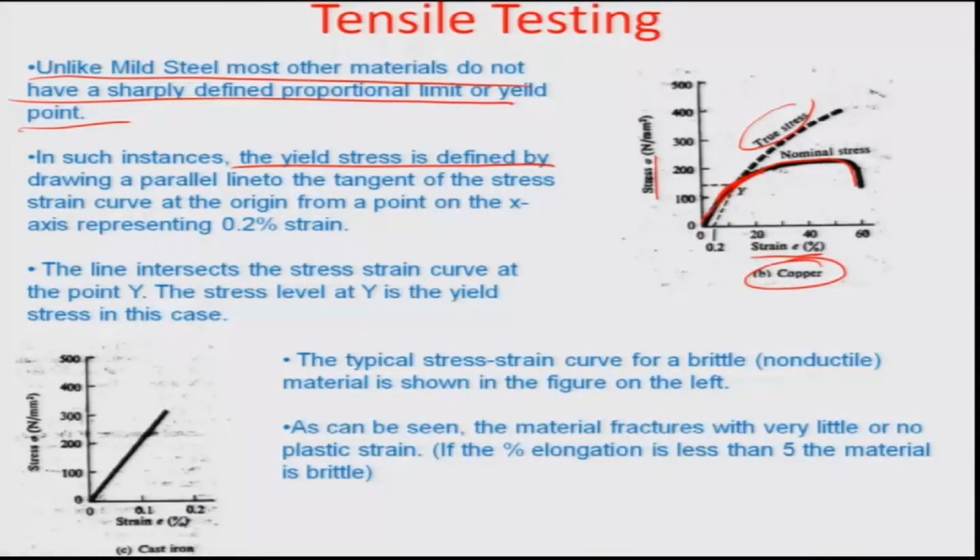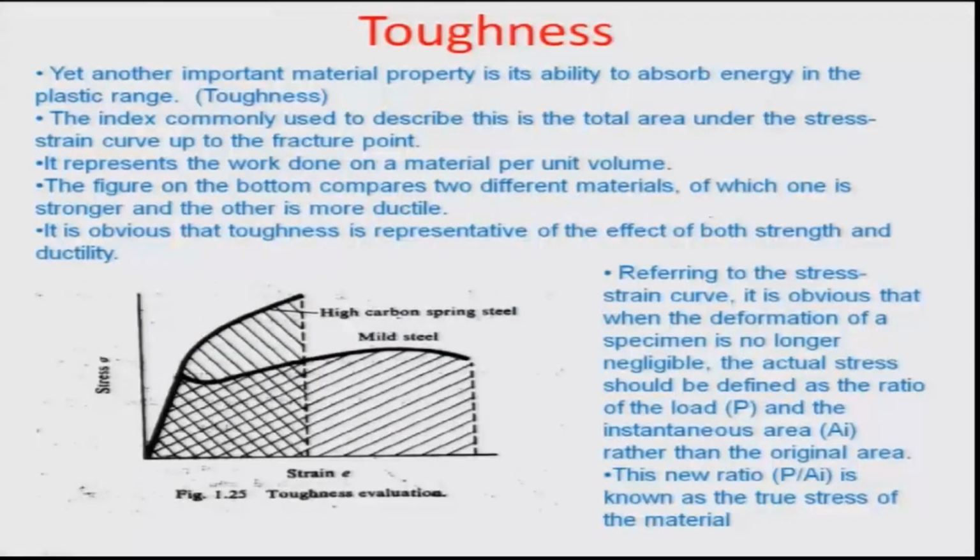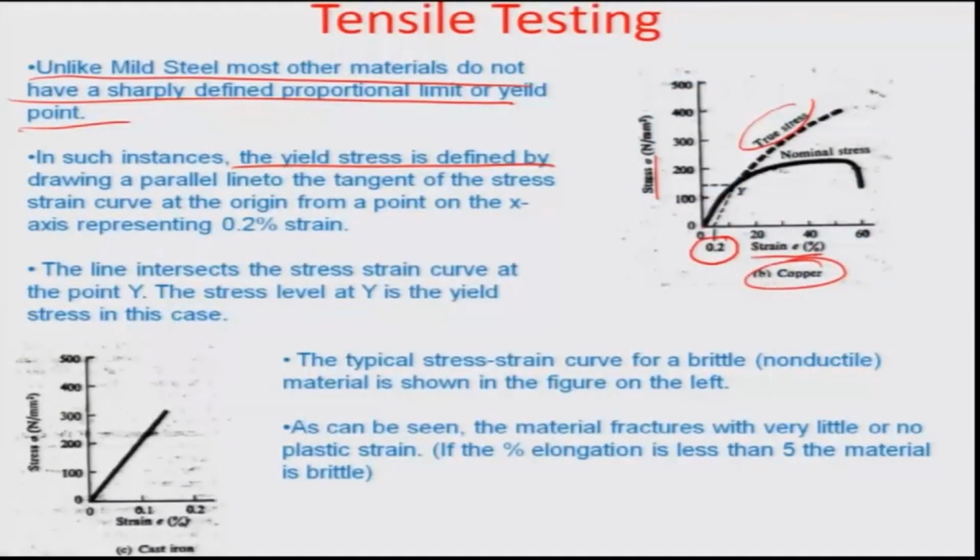Okay, so the way that you define it basically is by drawing a line parallel to the tangent of the stress curve. The tangent of the stress curve, if you look here in this case, is somewhat in this particular region. You draw a line parallel to it at 0.2% strain, and wherever it intersects the particular stress strain curve is basically the yield point that we are calculating.